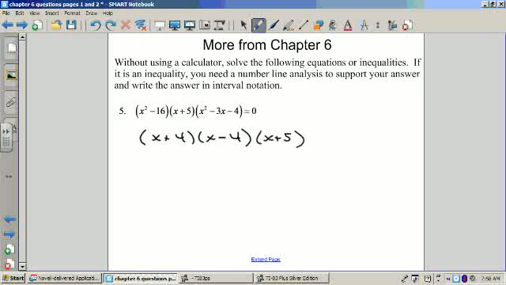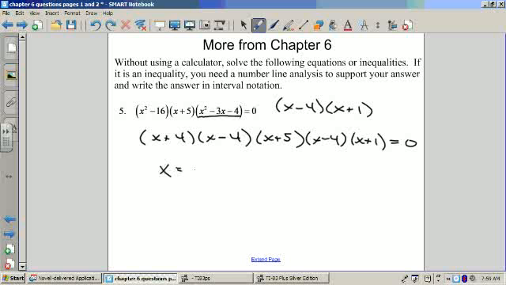I also need to factor x squared minus 3x minus 4. Well, I can factor that as x minus 4 times x plus 1. So once again, I've got x minus 4 times x plus 1. All that multiplied together has to be equal to 0.